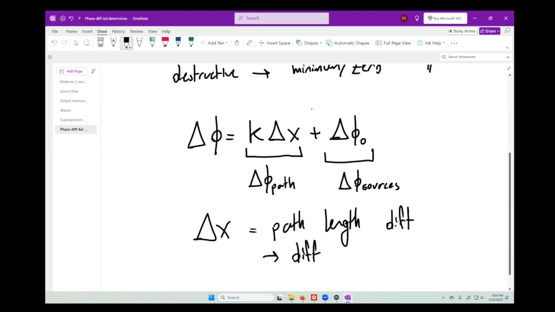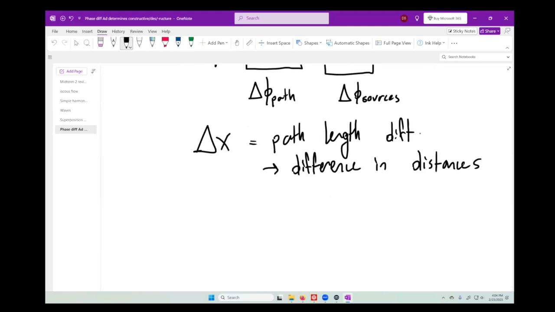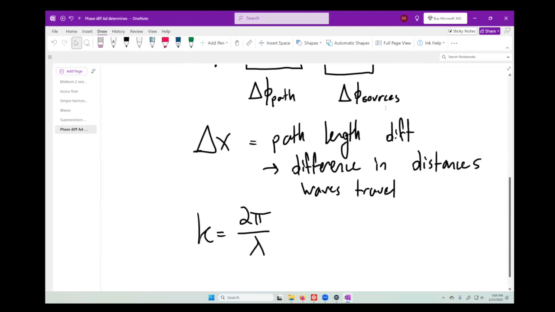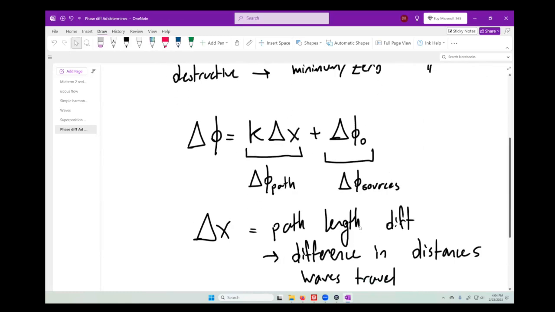Which means the difference in the distances that the waves have to travel from the source to the observation point. And k is, of course, the wave number. And then delta phi naught is just whatever phase difference might exist between our sources. If they're in phase, there's no phase difference. If they're completely out of phase, we'd have a phase difference of pi, and we can have anything in between.